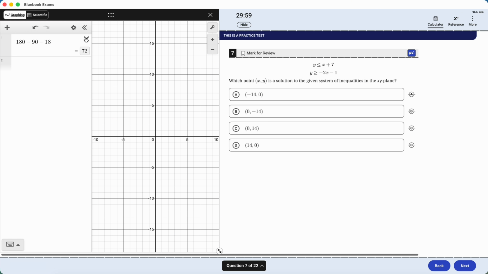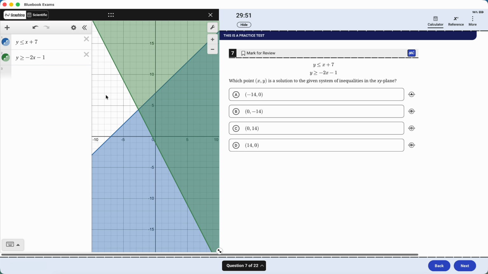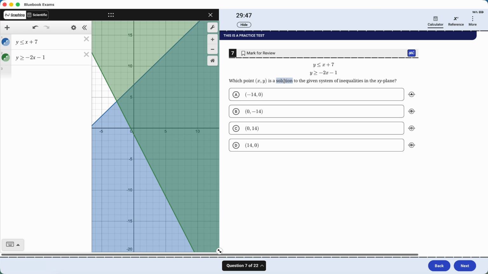Next one here, inequalities. These are freebies, right? Throw this into Desmos. You just write this inequality in, write the other inequality in, and it'll graph the two inequalities. You want to understand that your solutions, because that's what the question is about, are in this overlapping region, right? So you want one of these points to be in that region. Just put those points into Desmos.